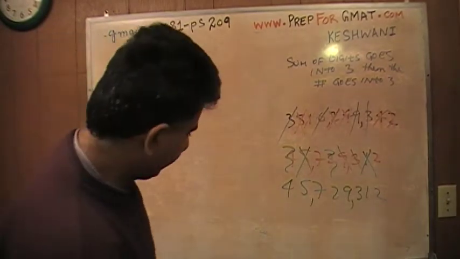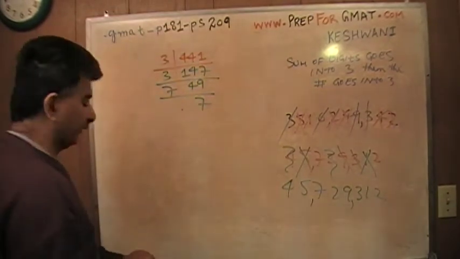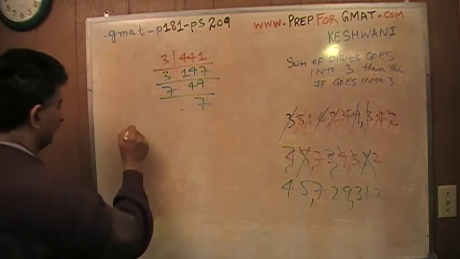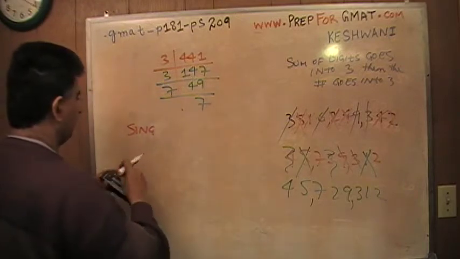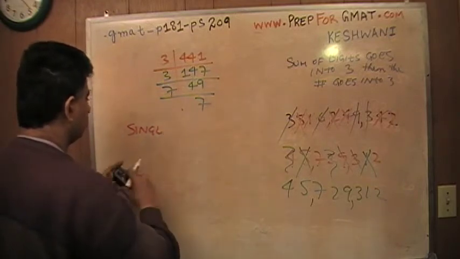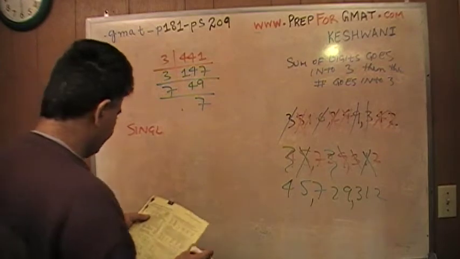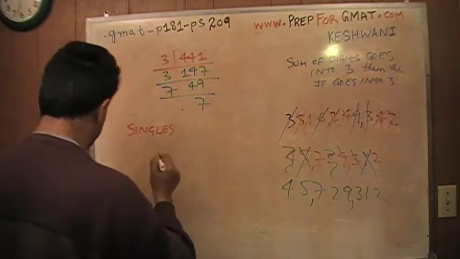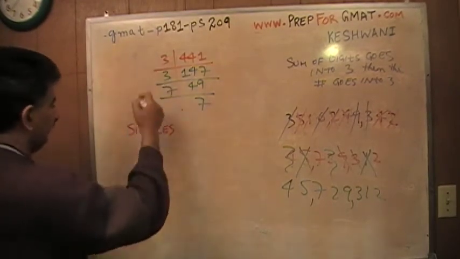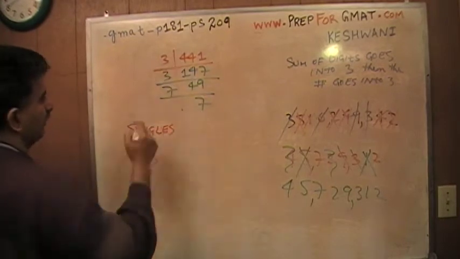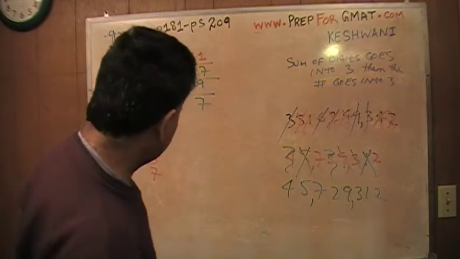Now what is the question asking? I forgot. How many different positive integers are factors of 441? Okay, different positive factors. So let's do it systematically. First I'm going to do the singles. So we will have 1, of course. 1 goes into 441. Then we have 3 goes into 441. 7 goes into 441. So that takes care of singles. Now let's do the pairs. Let me do a different color here for pairs.